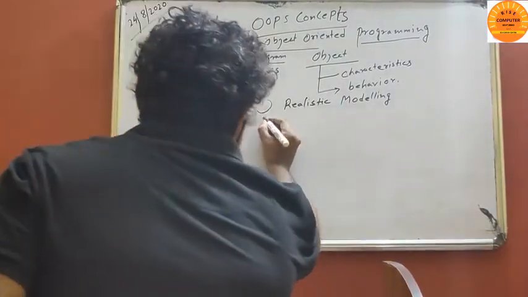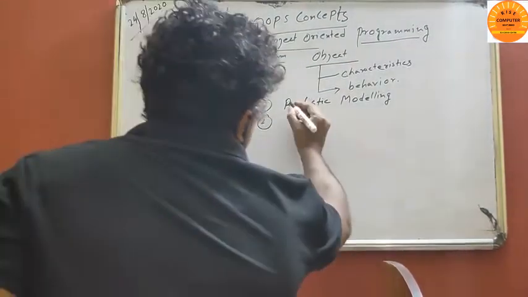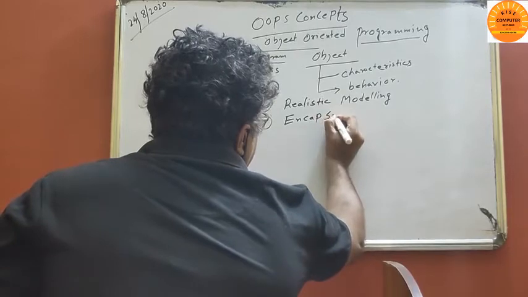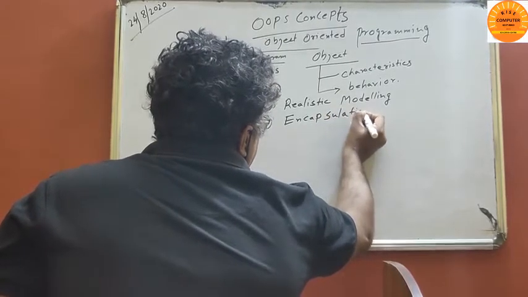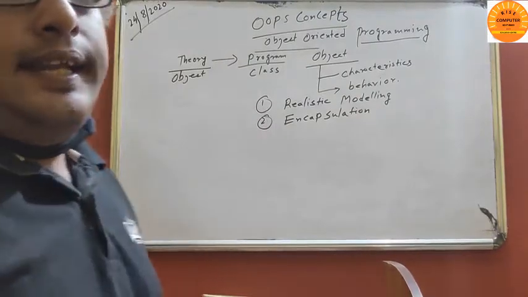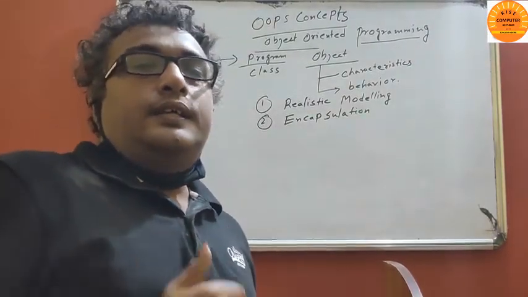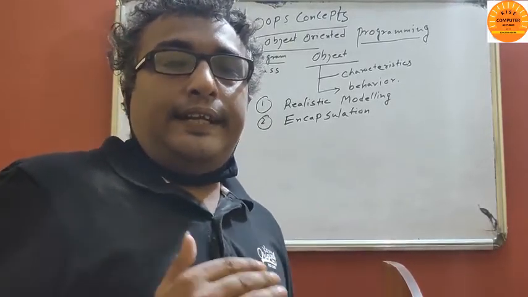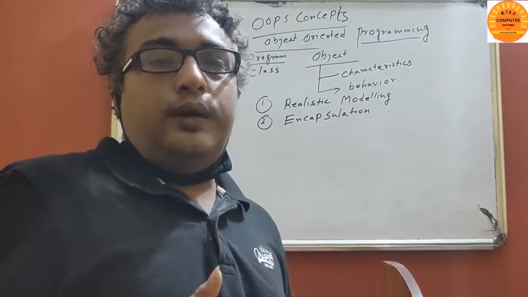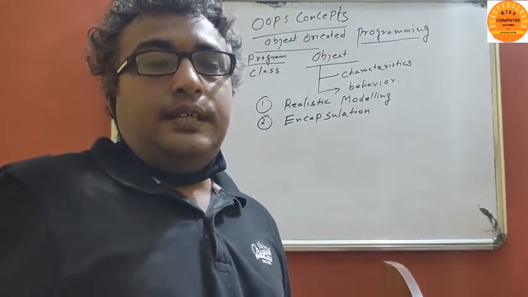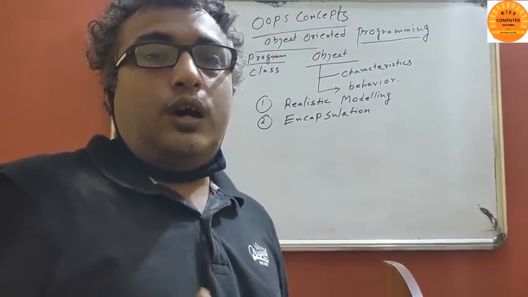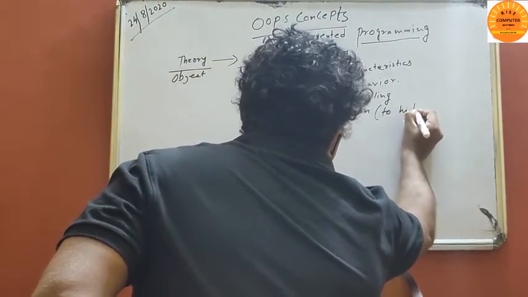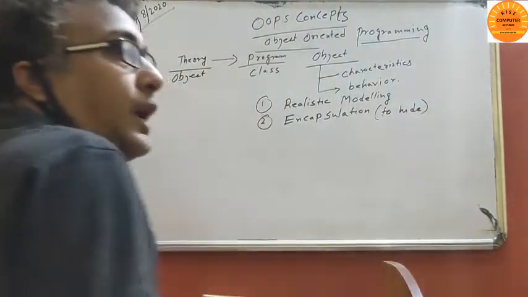Number two is encapsulation. That means it is a property to hide the main feature, to keep the security of a particular software. The main feature is hidden from the user. That means it is encapsulated from the user. It is called encapsulation. In normal words, it means to hide.